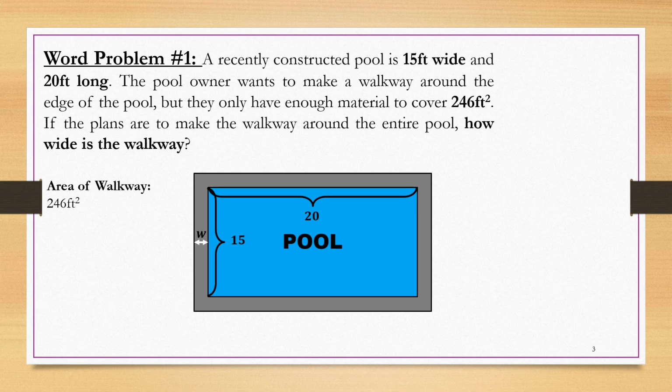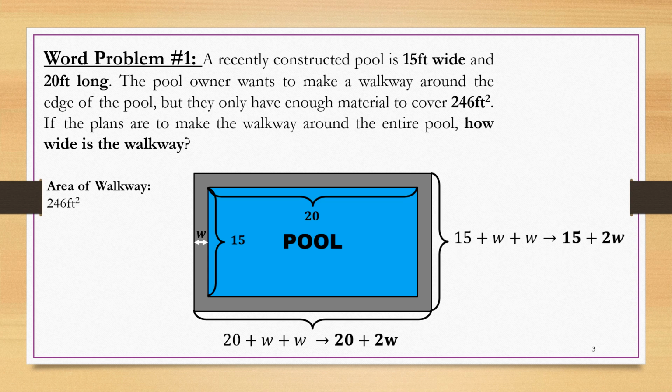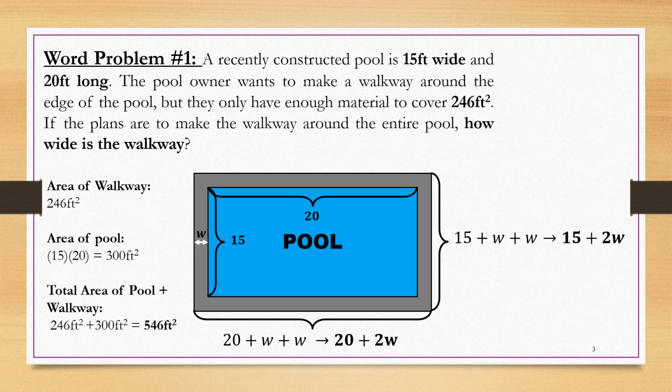For example, the total length of the pool along two sides of the walkway can be calculated to be 20 plus W, and the total width of the pool plus walkway along two sides is 15 plus W. Additionally, we can calculate the area of the pool by multiplying length by width, which in this case is 15 by 20. This gives us an area of 300 feet squared. Now we can calculate the total area of the pool and walkway by adding the 246 feet squared obtained from the passage and the 300 feet squared we just calculated to get an area of 546 feet squared.